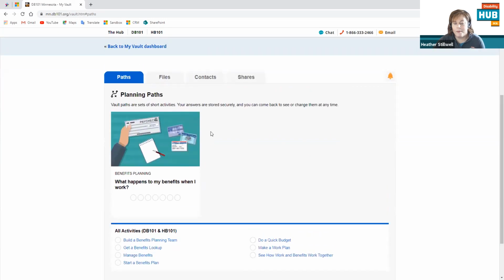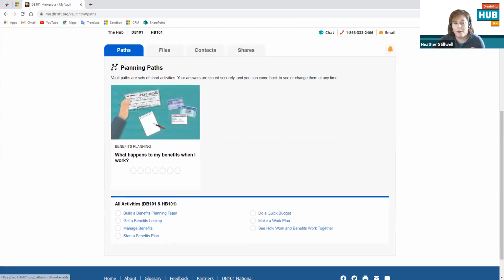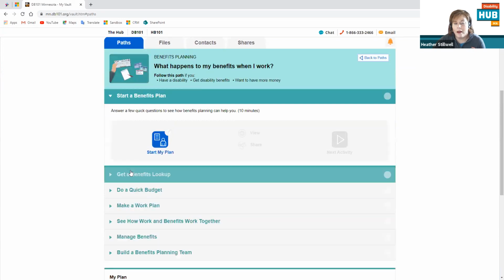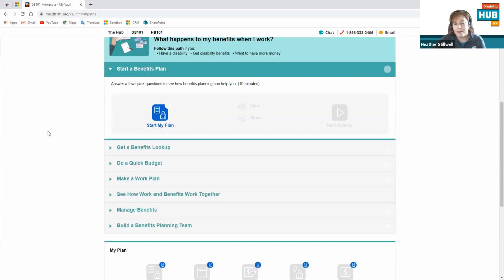And so when you go into the vault, it'll open up to the path. On here, there's a number of tools that you can use. And so just clicking on there, I was able to get to, you can start a benefit plan, and this will just ask you a few quick questions about if you're currently working, if you have benefits, what your plans for work may be.